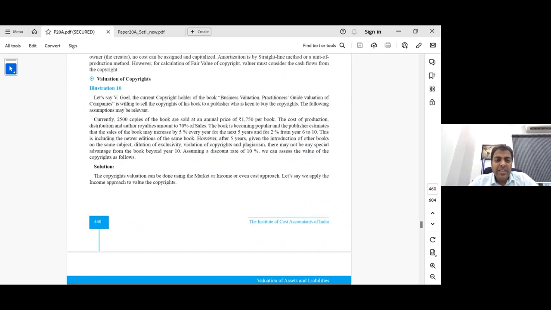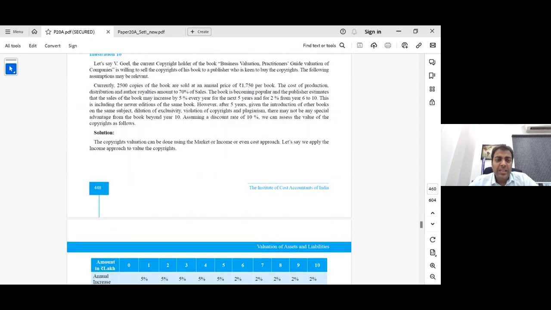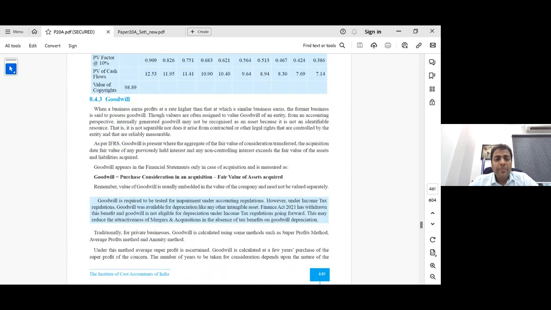Now copyrights, again, there's a small example here. Interestingly, it says V Goyal. Goodwill, again, you should know that goodwill is calculated only in case of a merger or an acquisition. If a company is acquiring another company, it is the value that this company pays to acquire the other company.